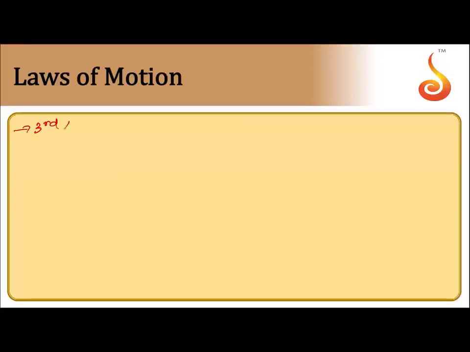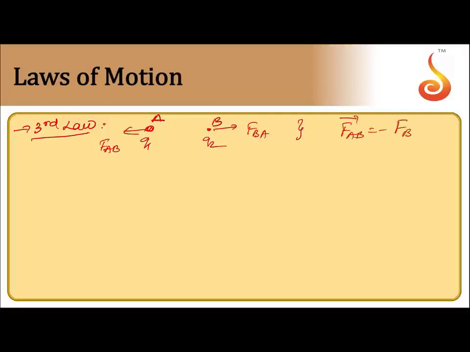Third law. A very popular law. According to this, for every action there is an equal and opposite reaction. It means if there are two objects, for example object A and object B, for example you can consider them to be charges QA and QB, they experience the same amount of force. Force on A by B is equal to negative of force on B by A. A very well known law.